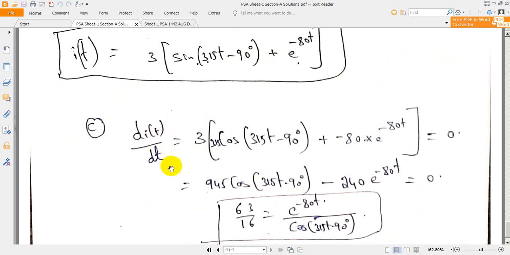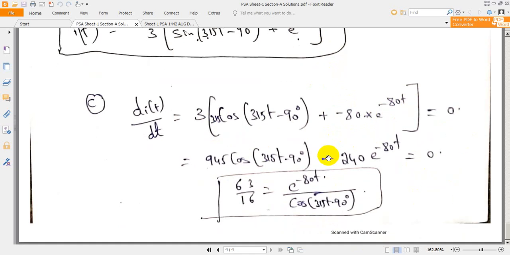di by dt is the rate of change of current. If you want to evaluate the rate of change of current, just differentiate this expression. Differentiation of sine omega t minus 90 degrees, you will get cos omega t minus 90 into omega, plus the differentiation of e power minus 80t, which becomes minus 80 e power minus 80t. If you expand this and equate it to 0, you will get this parameter. Just keep it for information.